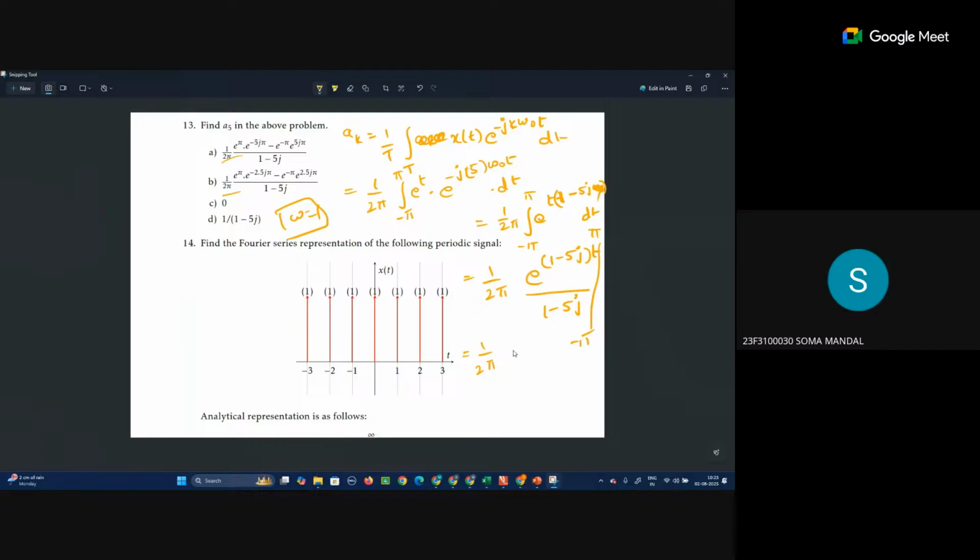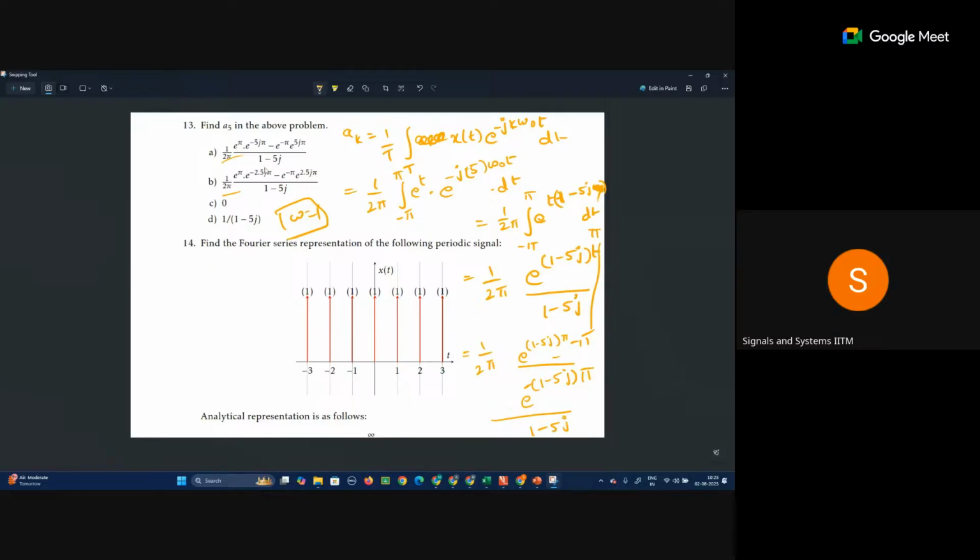Yes, ma'am. It will be e power (1 minus φj) into pi, minus e power (1 minus φj) into minus pi. So we'll be getting it in front only, whole divided by (1 minus φj).